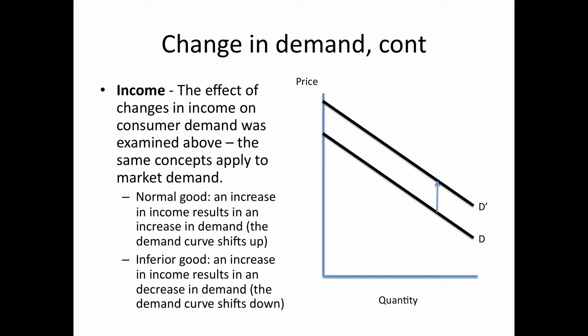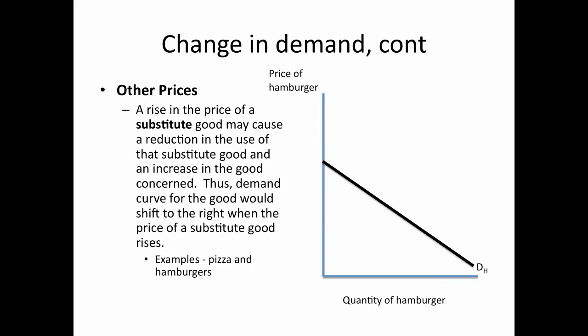If this good were an inferior good and income rose, then what we would see is a decrease in demand. In that case, the demand curve would shift down. And I've illustrated that on the diagram on the right with a shift from D to D prime. We can also examine what happens when there's a change in the price of other goods that might be related to the good that we're interested in. What's important here is whether or not the goods are substitutes or complements. And in fact, it turns out that a rise in the price of a substitute good may cause a reduction in the use of that substitute good and an increase in the good concerned. So what we're really saying is that the demand curve for the good that we're interested in would shift to the right when the price of a substitute good rises.